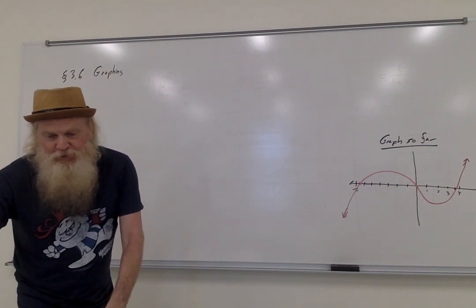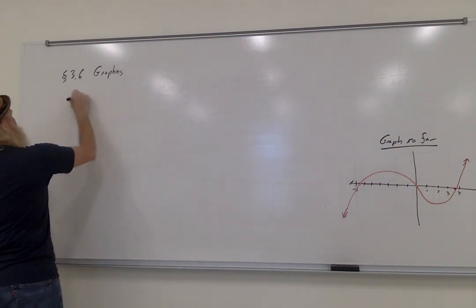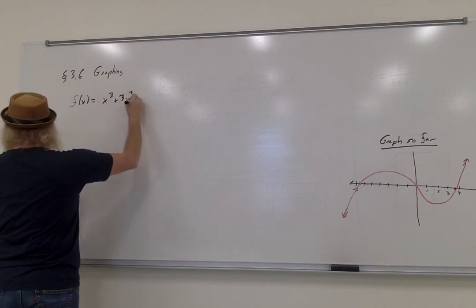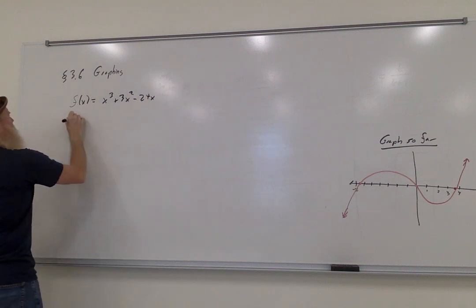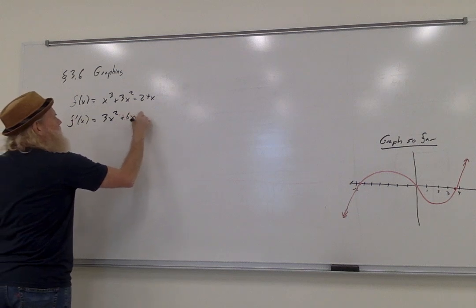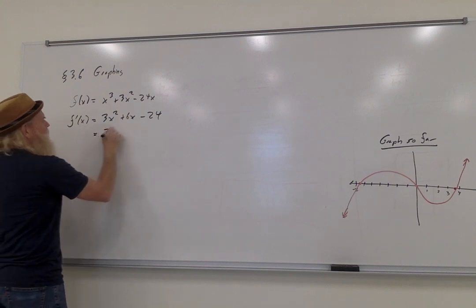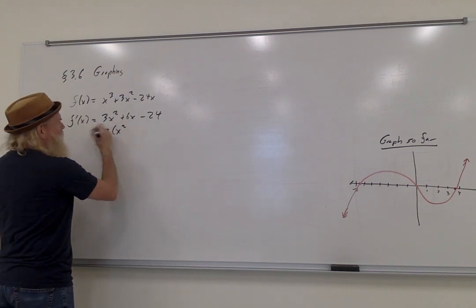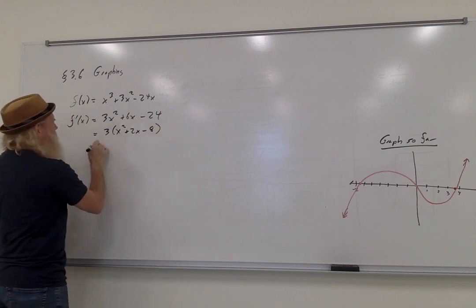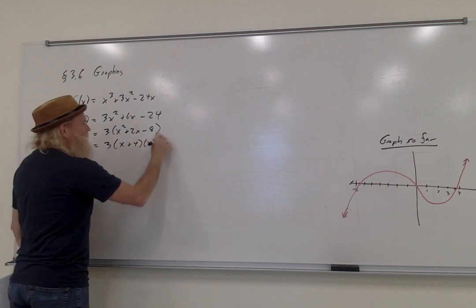Now let's look at first derivative information. Since the original function was x cubed plus 3x squared minus 24x, the first derivative is going to be 3x squared plus 6x minus 24. And let's go ahead and factor that down. Factoring out the common factor of 3, I have x squared plus 2x minus 8. And that'll factor as x plus 4 times x minus 2.